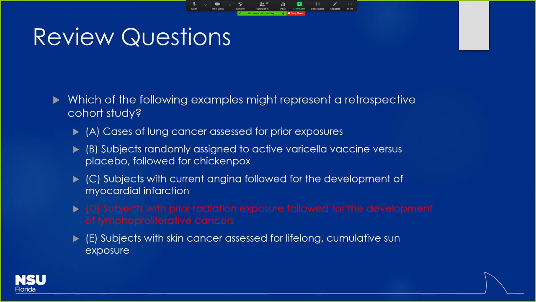But because of the case here, they have prior radiation exposure, and then you're looking for that development of lymphoproliferative cancers. Because everything's in the past, you can consider that to be a retrospective cohort study. Like the one I talk about with my coral snake study that I did, that was a retrospective cohort study where basically people were divvied up based on their risk factor of getting coral snake antivenom early or not, and then everything was from the past. We're not looking at active cases essentially.